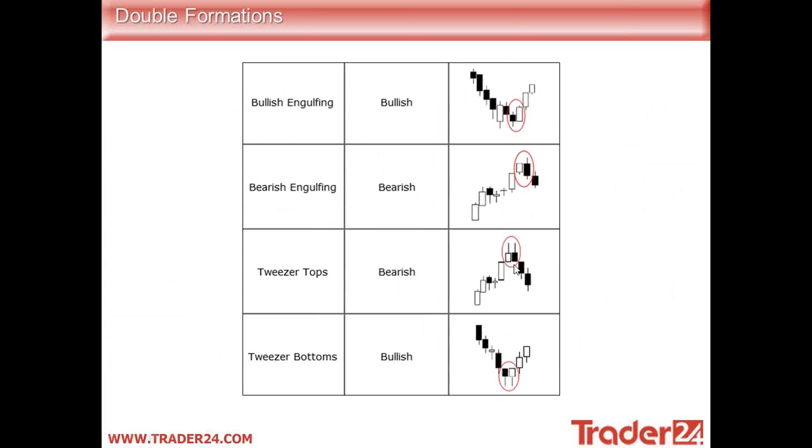Tweezer tops basically denote once again a reversal pattern, kind of because they look like tweezers. Basically the price has tried to push back up, it hasn't held, and then we should see a reversal either to the upside or downside. Tweezer bottoms, this is basically a bullish formation, as I've already mentioned. It's converse to the tweezer tops.